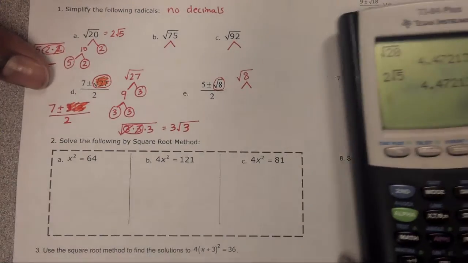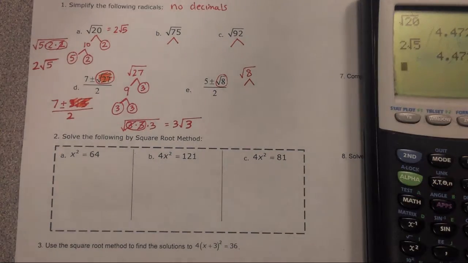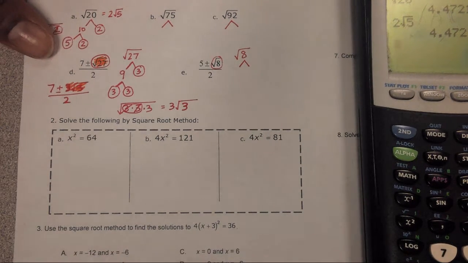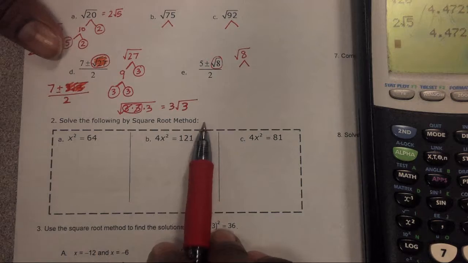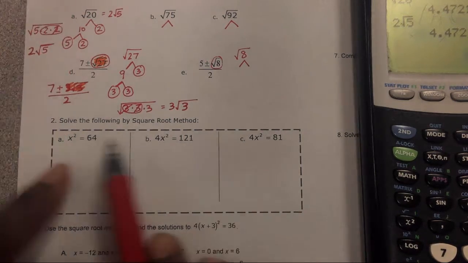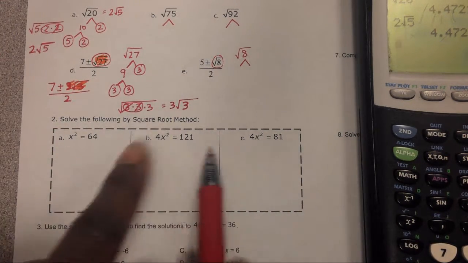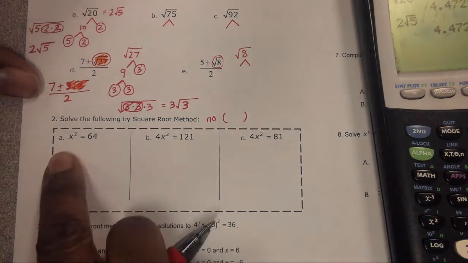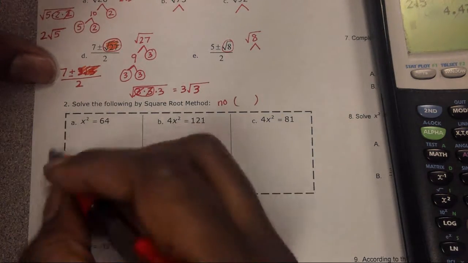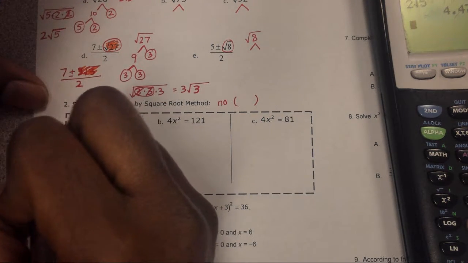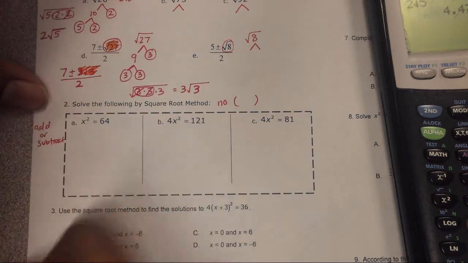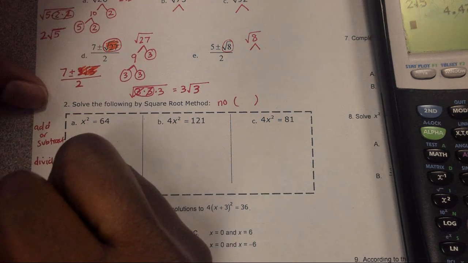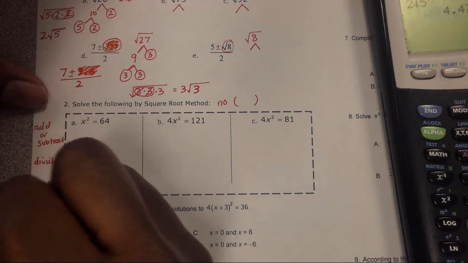The next part of the review wants you to solve the following by square root method. Square root method, if you remember, it is in the classroom on the board over here. You just have to decide whether it has parentheses or not. These ones do not have parentheses, so you follow the steps which are on the board. First step is there anything that you need to add or subtract? Remember, we're doing opposite. Second step is, do you need to divide by the coefficient? And then after that, you can square root both sides.